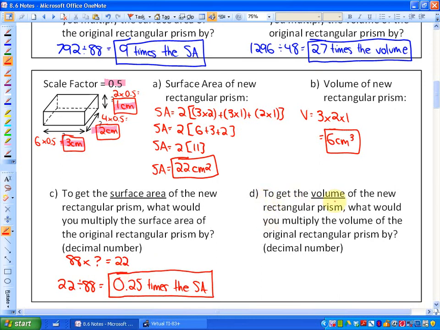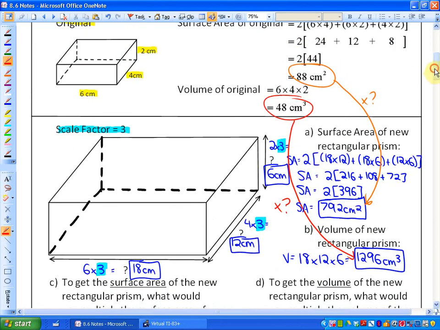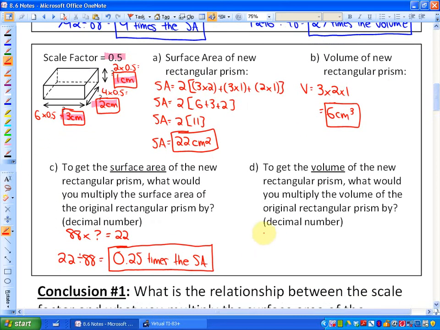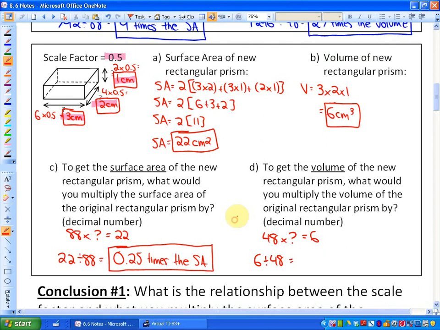Last question, to get the volume of the new rectangular prism, what would you multiply the volume of the original rectangular prism by? So the volume of the original rectangular prism was 48, so it's essentially asking 48 times what value is equal to 6. And if we do 6 divided by 48, you will get 0.125, I believe. Yes. So 0.125 times the volume.